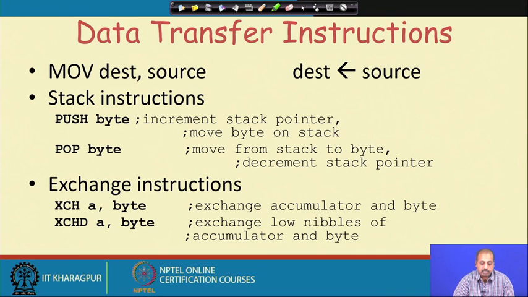One instruction is MOV destination, source, so the destination gets the value of the source. Then we have stack instructions like push byte and pop byte. Push increments the stack pointer and moves the byte onto the stack, and pop moves the byte from the stack and then decrements the stack pointer.